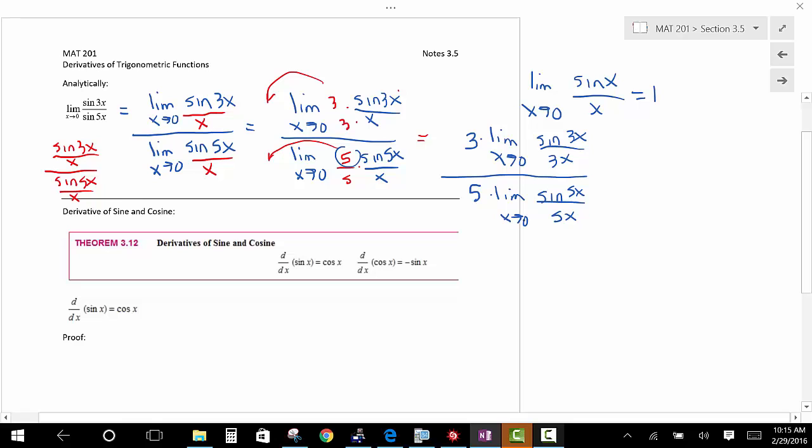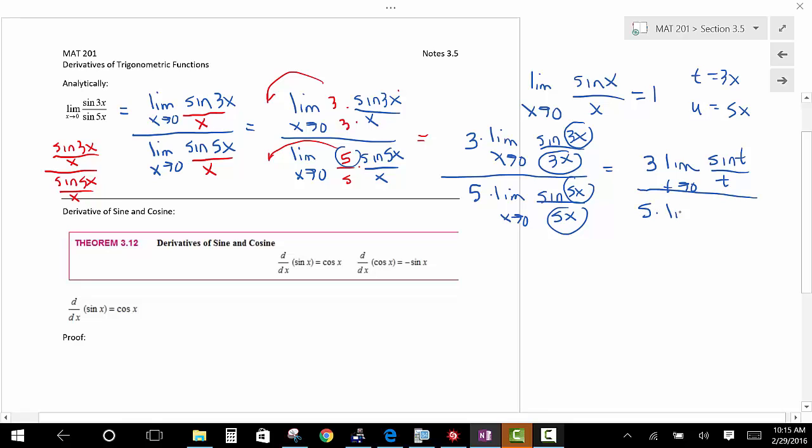Okay, like this. Now you just do a substitution. You could say t equals 3x, so you can substitute those things with t, and then pick another variable, whatever you want. Let's say u is equal to 5x. Okay, so you get this. So what you would have now is 3 times the limit of sine of t over t, and then you can just think of that as the limit now of t going to 0, and then 5 times the limit as t goes to 0 of sine t over t.